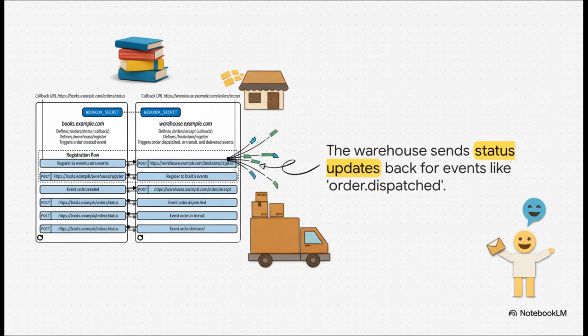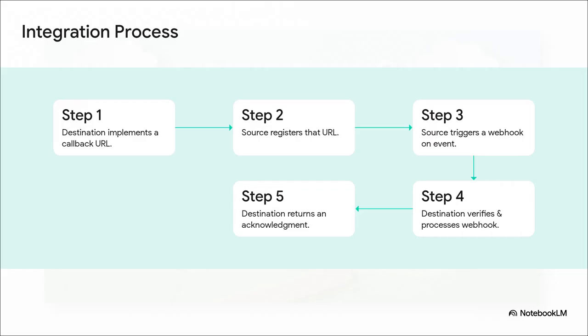You get these little updates for order.dispatched, order.in-transit, and finally order.delivered. This keeps the bookstore's website updated in real time, which in turn keeps the customer happy. So if we boil that whole dance down, it's really just a simple 5-step process.